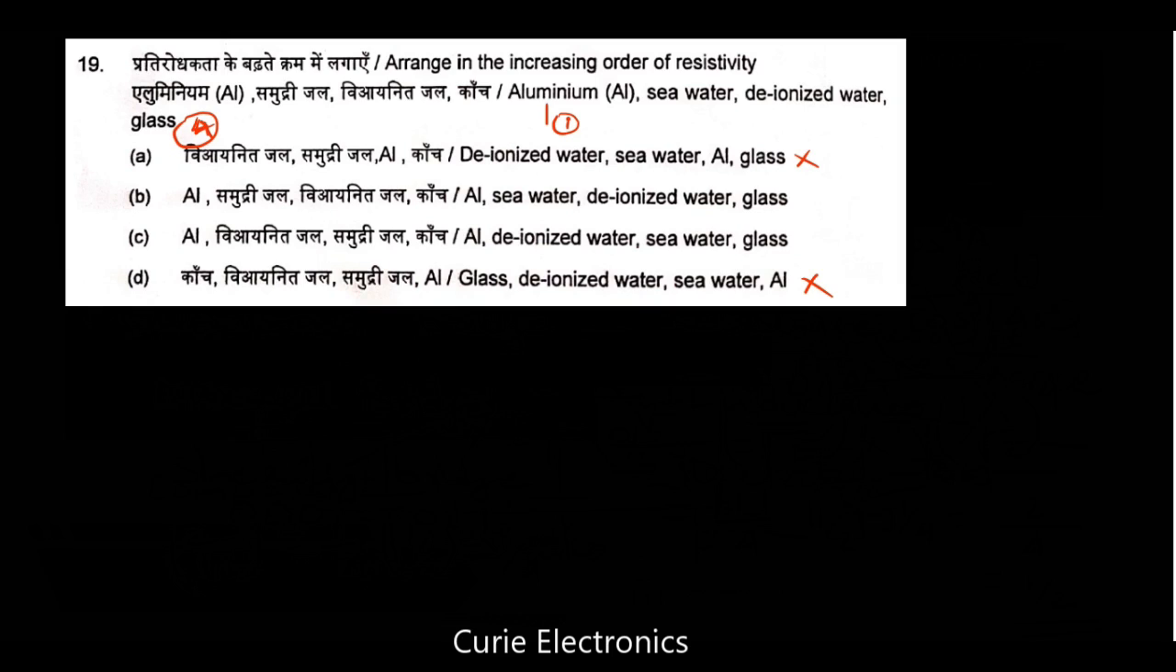Then we are left with two more. See deionized water, it is used as an insulator in some applications. That means it should have high resistivity. So the right option here is option B, that is aluminum will be a good conductor. After that seawater will conduct, then deionized water, and finally glass. Option B is the right answer.